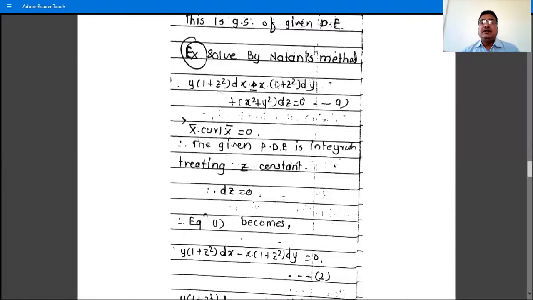Next example on Natani's method. Solve by Natani's method: y(1 + z²) dx − x(1 + z²) dy + (x² + y²) dz = 0. This one is not a homogeneous differential equation.